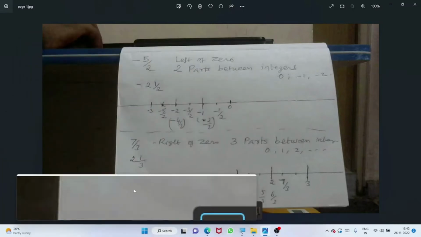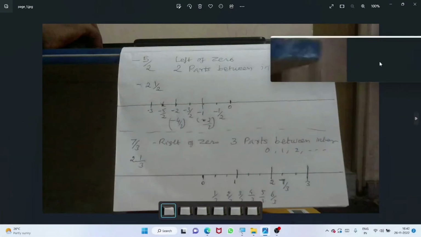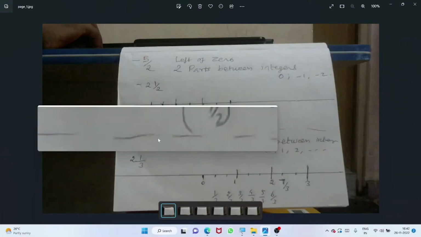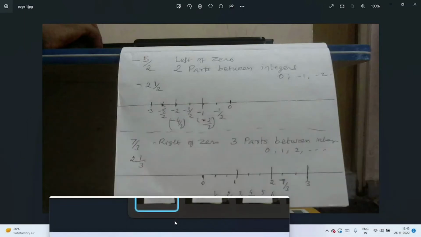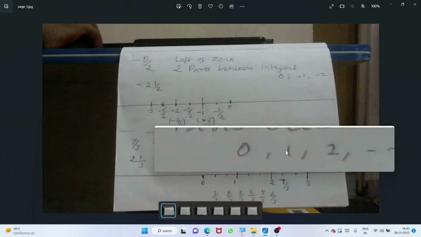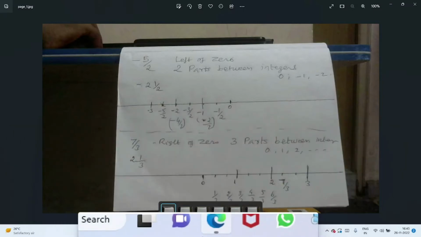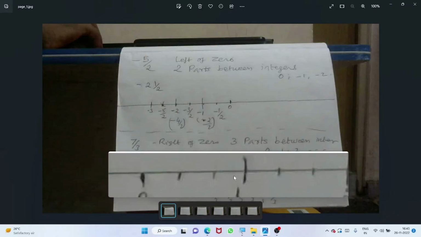In the same way you can mark 7 by 3. This is a positive number, so it will come right of 0. On the right side of 0, there are three parts between 0 and 1. This is 0, one part, two parts, three parts.